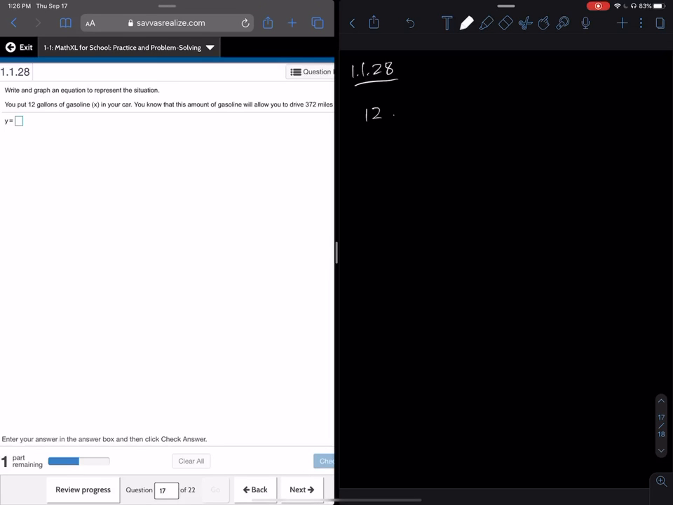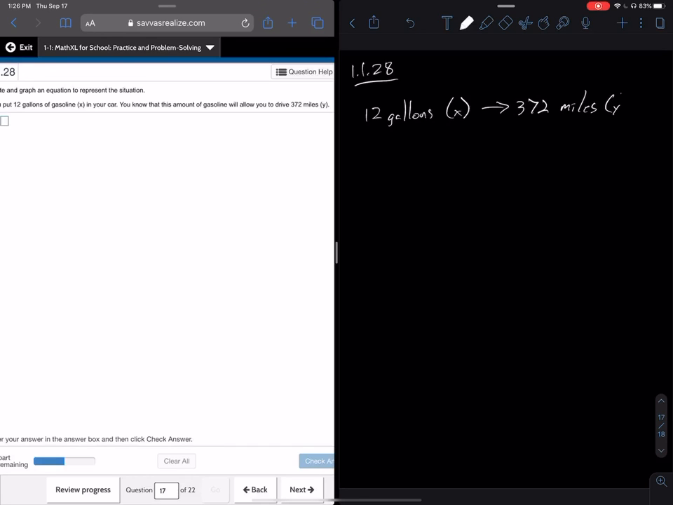So we know that we put in 12 gallons, which is our X value, and that 12 gallons gets us 372 miles, which in this case is my Y value. So I'm trying to create an equation that Y is equal to something. So we need to figure out what's going on here. The easiest way to do this is to figure out how many miles we get per gallon. So I'm going to do 372 divided by 12.